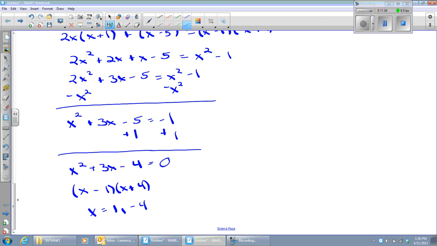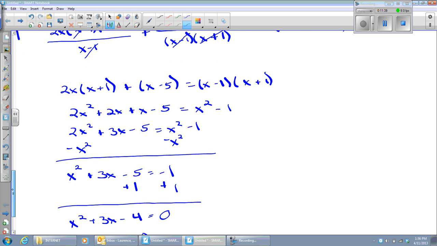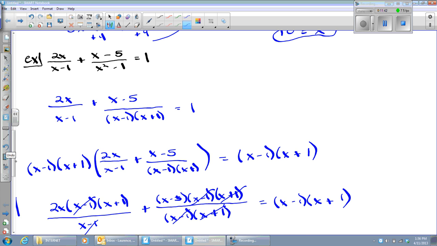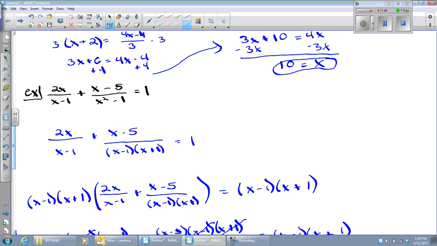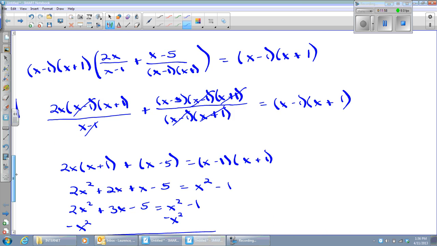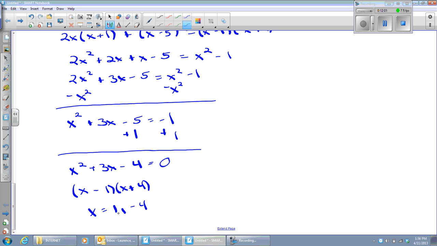Now we have to make sure that none of our solutions are restrictions. So let's go back up. Here we have x cannot equal 1, and that's our only restriction. We go down here to our solutions. One of our solutions is 1. That cannot happen because x cannot equal 1. So this one is thrown out. So our final answer is x equals negative 4.